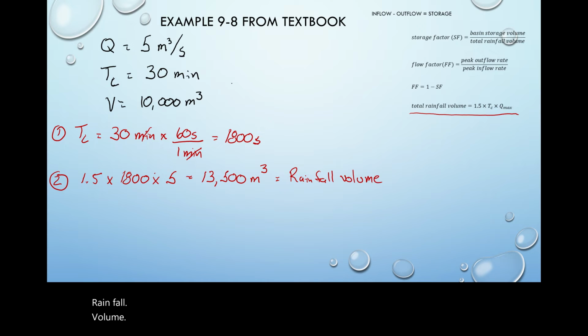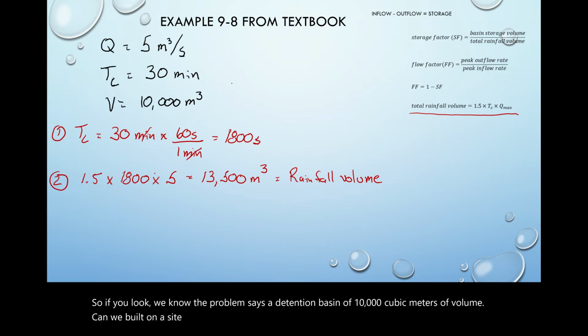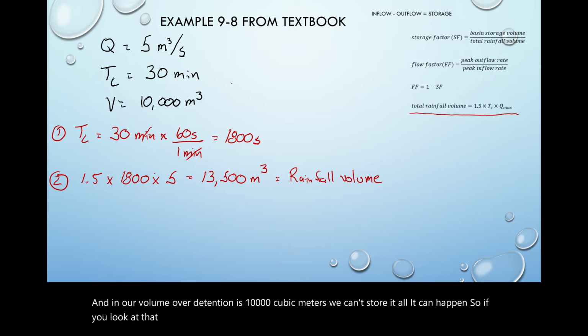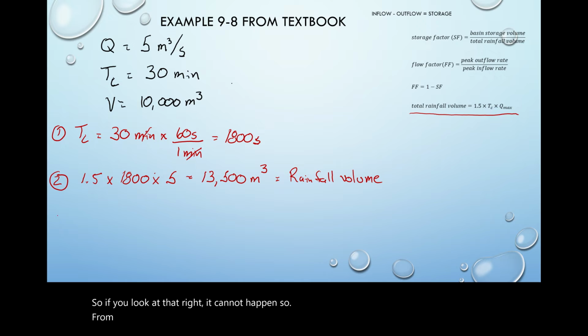Okay? So the problem says a detention basin of 10,000 cubic meters of volume can be built on a site for a residential land subdivision. So if we have 13,500 cubic meters of volume, and the volume of our detention basin is 10,000 cubic meters, we can't store it all. It cannot happen. So from that, we need to figure out a storage factor.